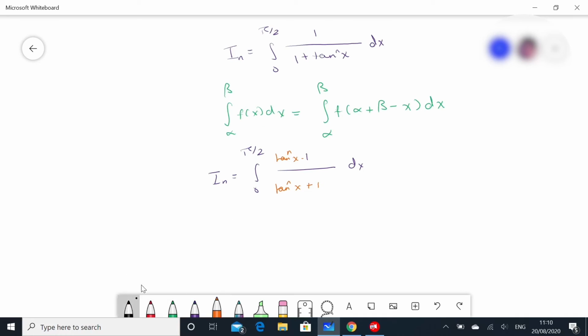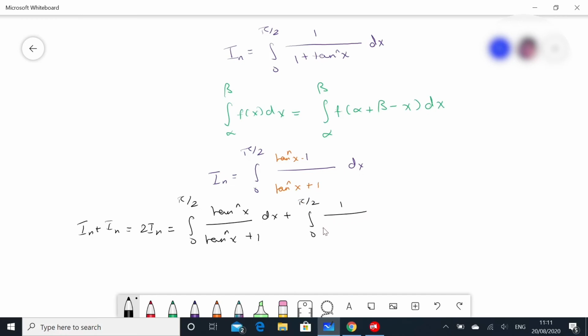Now this is a technique that I love to use, let's see what happens if we add these two integrals together. So I sub n plus I sub n, which is 2I sub n, which is equal to the integral from 0 to pi by 2 of tan to the power of n of x over tan to the power of n of x plus 1 dx, plus the integral from 0 to pi over 2 of 1 over tan to the power of n of x plus 1 dx.